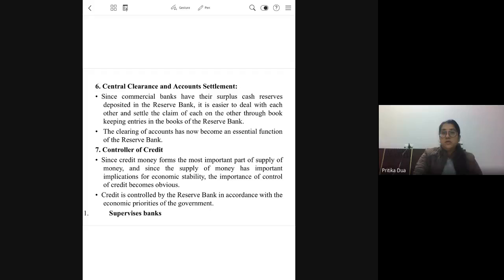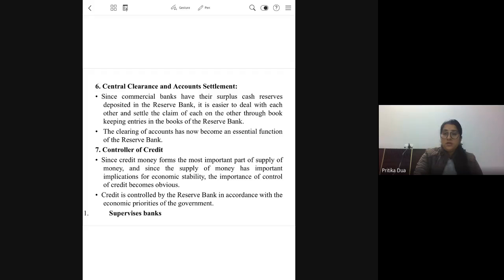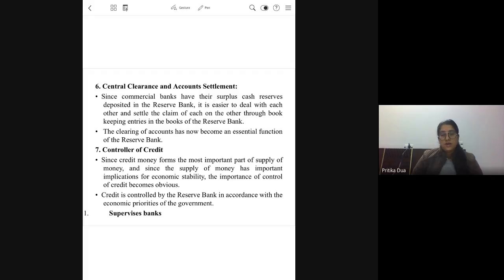Yes, Muskan, you were saying something. Thoda sa loudly bolna beta. Yes, ma'am. So CRR is the minimum cash reserves that the commercial bank has to keep with the central bank, RBI. Yes, absolutely correct. So then what about repo rate?